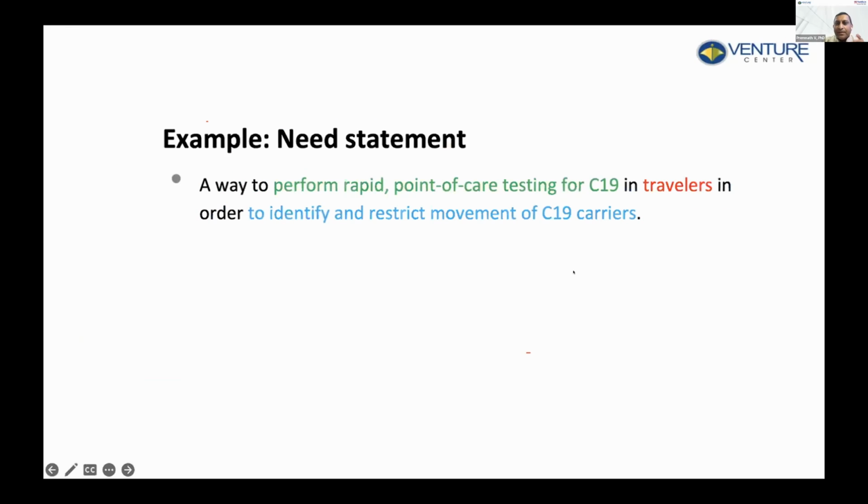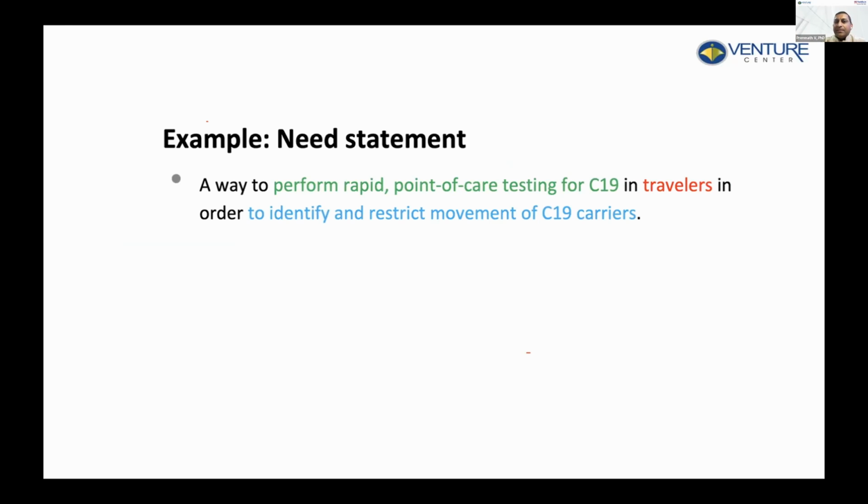I think I have an example here, so let me give you an example. This is a not so vague, but reasonably high-level need statement, which says that what is needed is a way to perform rapid point of care testing for COVID-19 in travelers. So you have defined travelers, in order to identify and restrict movement of COVID-19 carriers. This says that this is the larger need.